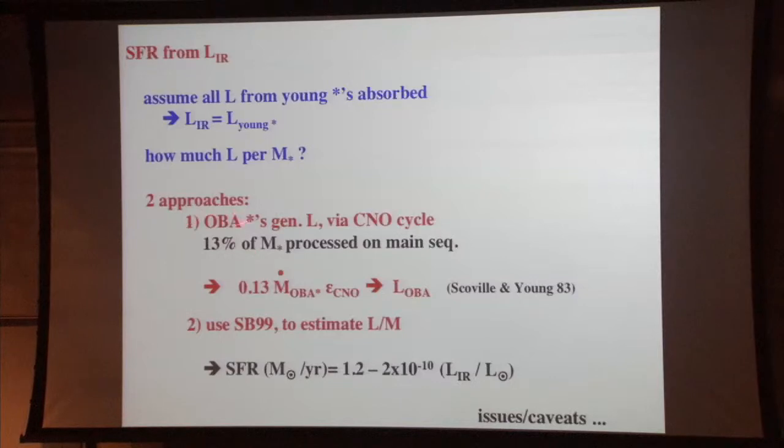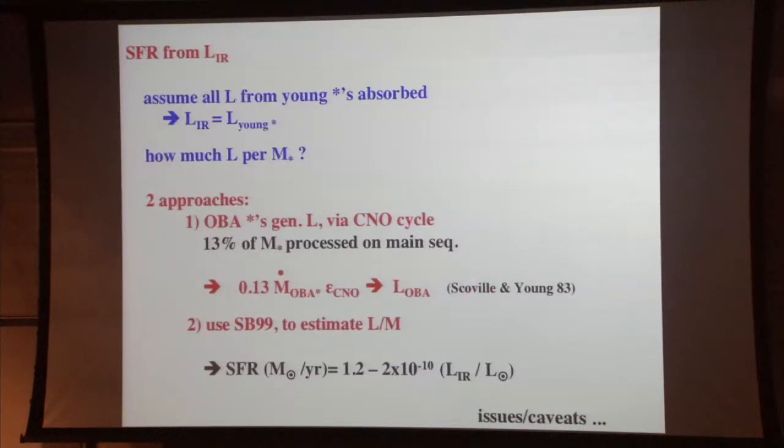You realize that for these O, B, and A stars, which are producing most of the young stellar population luminosity, they're burning by the CNO cycle. And for these stars, it turns out, quite amazingly, that about 13% of the initial mass of the star gets processed through the CNO cycle while they're on the main sequence. So you just multiply these numbers, and that gives you the output luminosity of the stellar population.